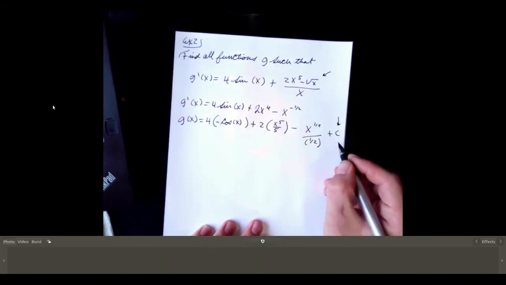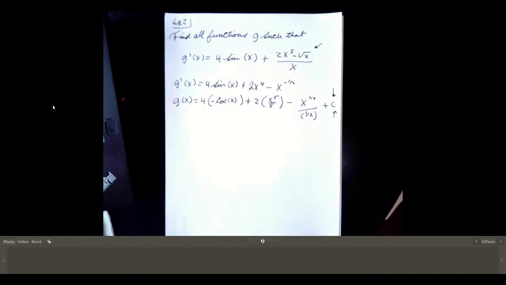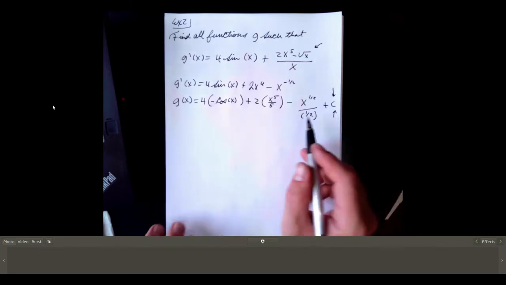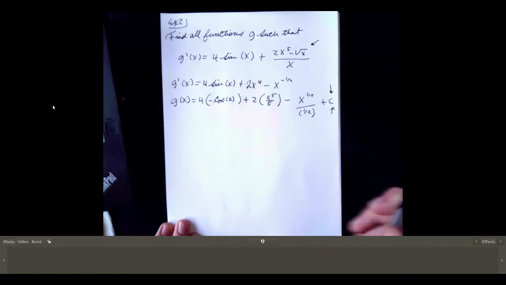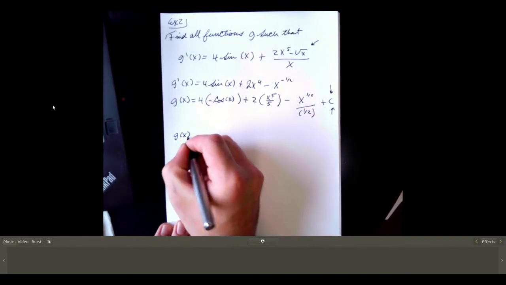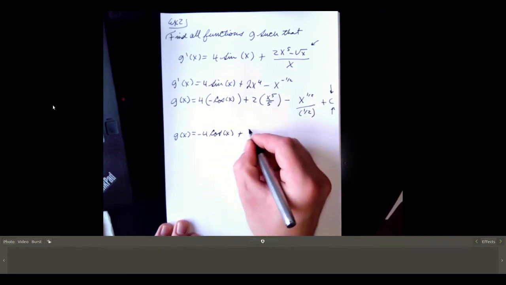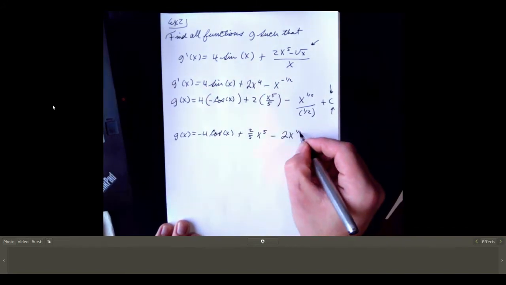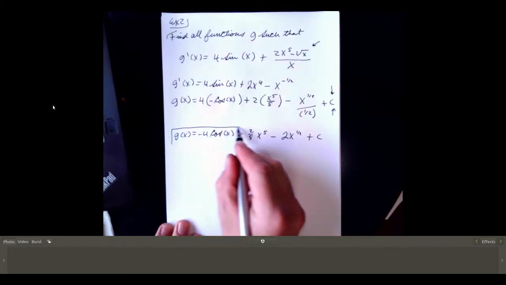Don't forget about your plus c. You guys are inevitably going to forget about your plus c. You don't know how many times I re-recorded example 2 because I forgot my plus c. Don't forget your plus c. So at this point, we're just going to rewrite this equation, make it look a little bit better. We're not going to divide by fractions. We get g of x to be equal to negative 4 times cosine of x plus 2/5 of x to the fifth minus 2x to the 1 half plus some constant for our final answer.